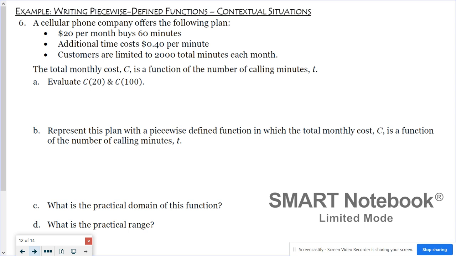So to help us find a piecewise function, sometimes you need to think specifics, because this is going to help you write a general function formula. And so part A is totally helping us do that. It says evaluate C of 20 and C of 100. So C is representing the total monthly cost, which means that 20 is the number of calling minutes. So how much does it cost for 20 calling minutes?